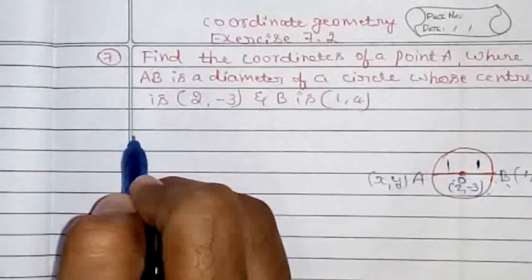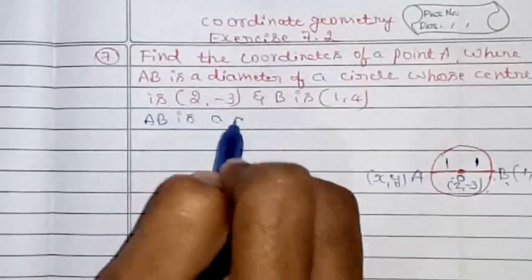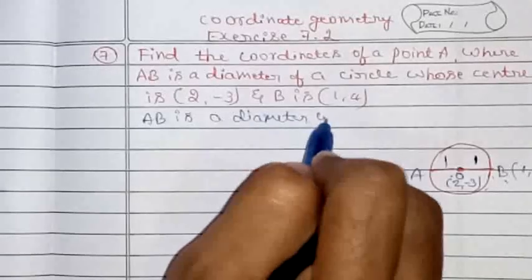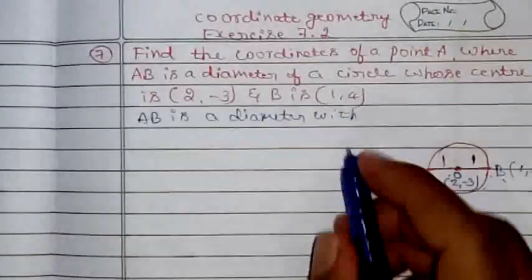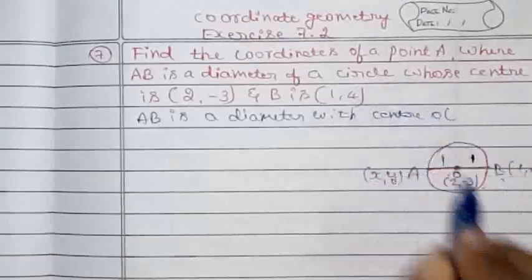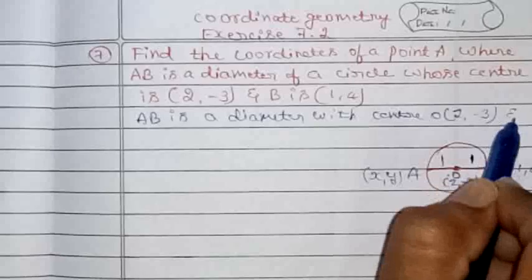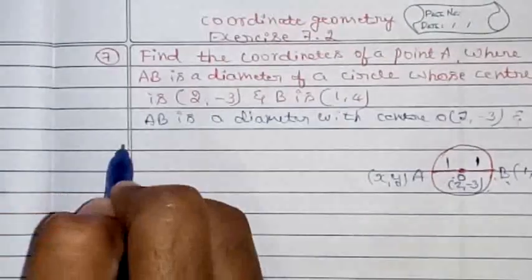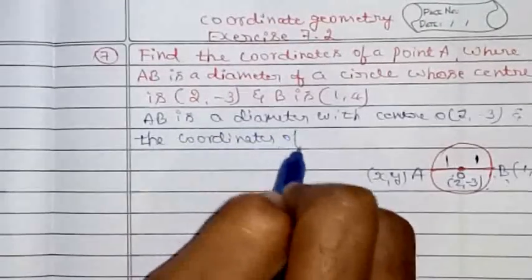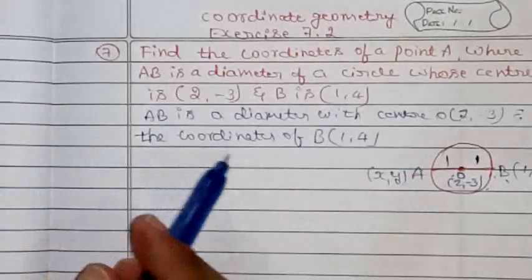So for that let me write: AB is a diameter with center O, they have given (2, -3), and the coordinates of B is how much? (1, 4). So you need to find the coordinates of (x, y).